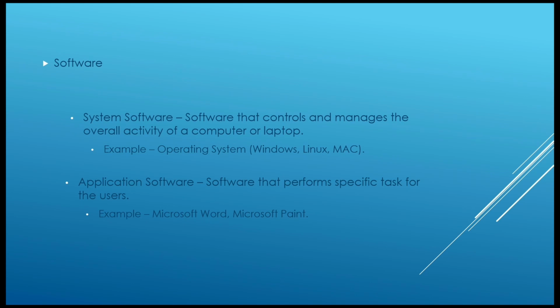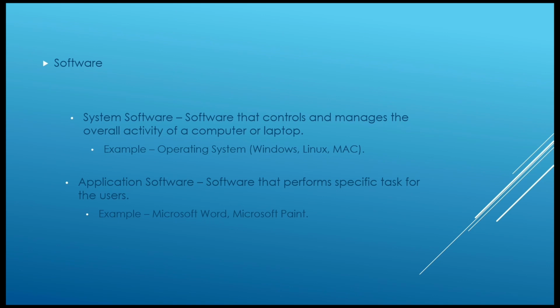So now we'll move to the software. We discussed the hardware part. Now we'll move to the software part. There are two types of software we use in computers. One is system software, and the second is application software. What is system software? System software controls and manages the overall activity of a computer or laptop. For example, an operating system. Most of you know about Windows. It's a Microsoft product, so you were working on that. Windows controls and manages the activity of the computer or laptop. Those are called system software.